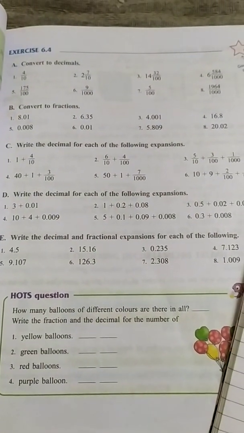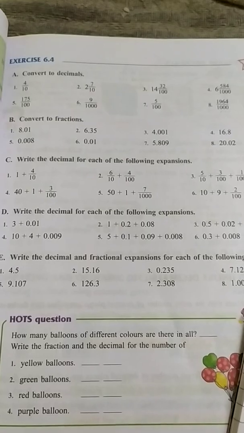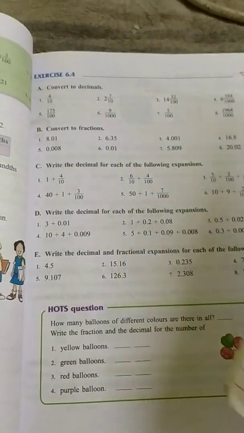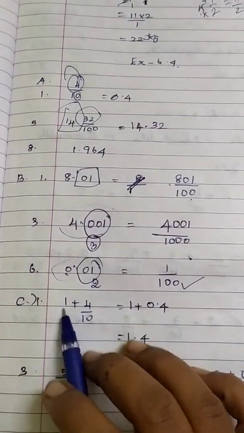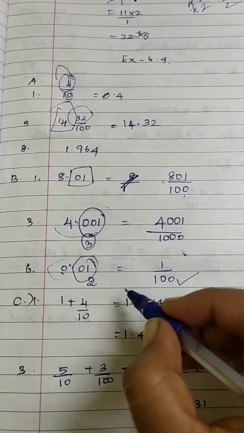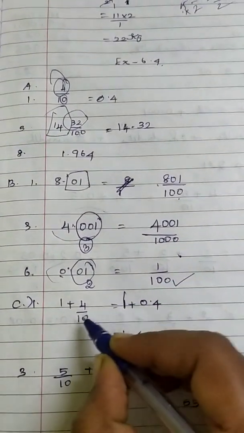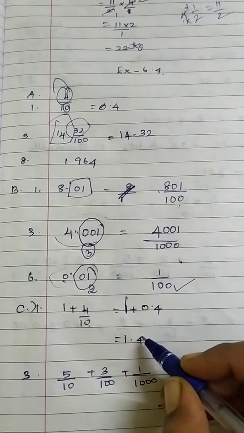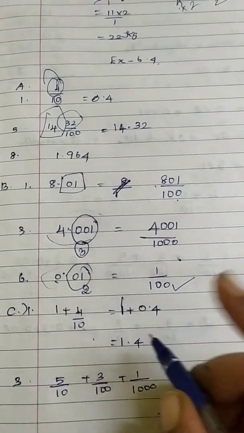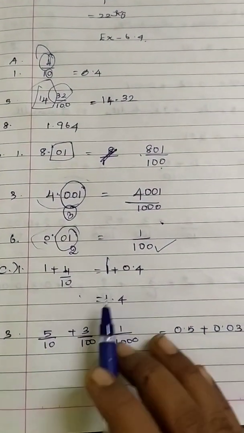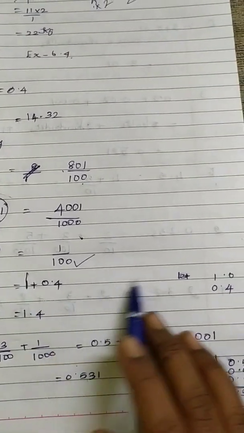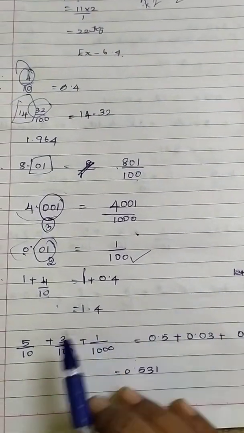Problem number C. C says write the decimal for each of the following. They have given in terms of fraction. We are going to write it in terms of decimal. 1 plus 4 by 10. 1 is a whole part. 4 can be written as 0.4 because in the denominator you have 10. So if you add 1 plus 0.4, you will be getting 1.4.